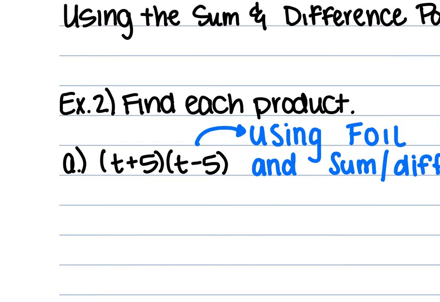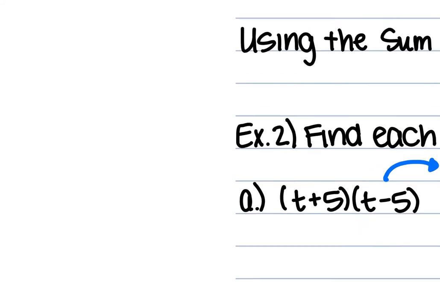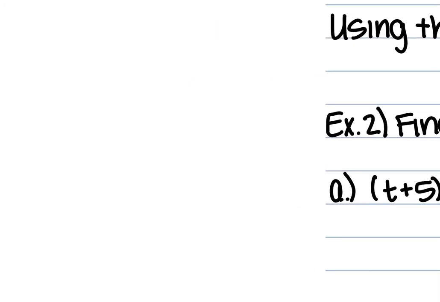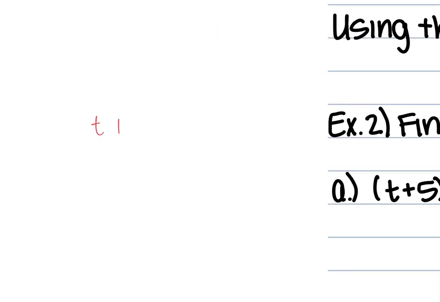Why can we apply the sum and difference here? Because there's an addition and a subtraction. They're the same exact thing, but one's addition and one's subtraction, right? Now, I want you guys to write a common mistake over here on the left, okay? Can I apply, if I had t plus 5 and t minus 3, can I apply sum and difference here?